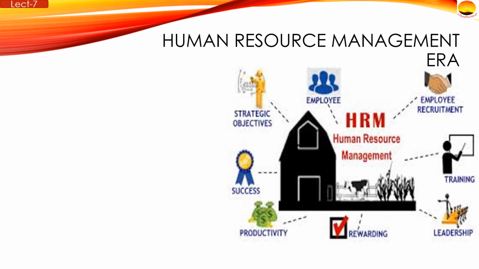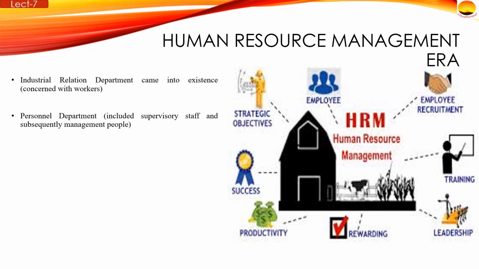Next is human resource management era, human resource movement era actually. So industrial relation department came into existence. Industrial relation department means basically a department which is dealing with the laborers, with the workers and solving their day-to-day problems and issues related to health or wages. Personnel department includes supervisory staff and subsequently management people. And finally, human resource management. If you want to understand the difference between personnel management and human resource management, you can go through lecture 3, in which a detailed description is given between these two.